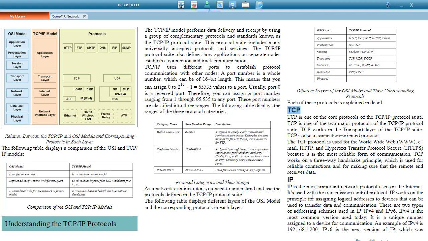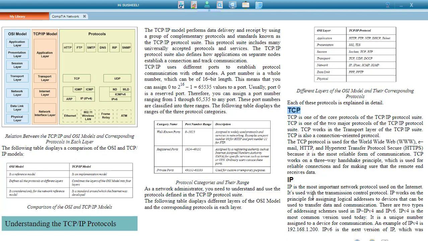TCP works on a three-way handshake principle, which is used for reliable connections and for making sure that the remote end receives data. IP. IP is the most important network protocol used on the Internet. It's used with the Transmission Control Protocol. IP works on the principle of assigning logical addresses to devices that can be used to transfer data and communication.